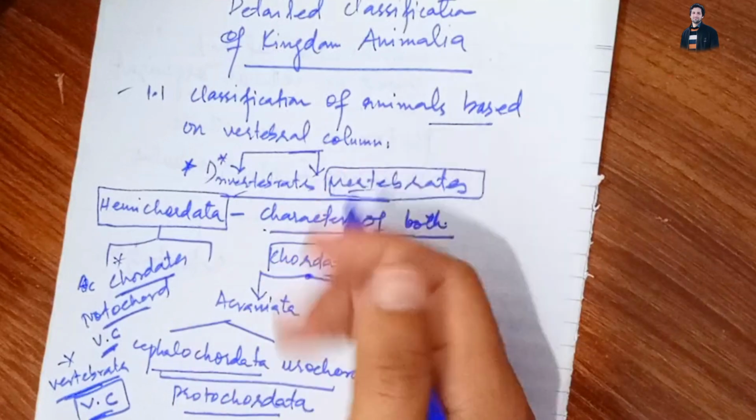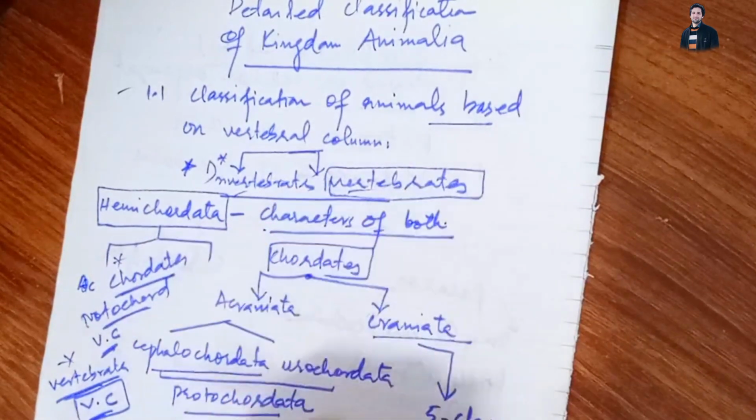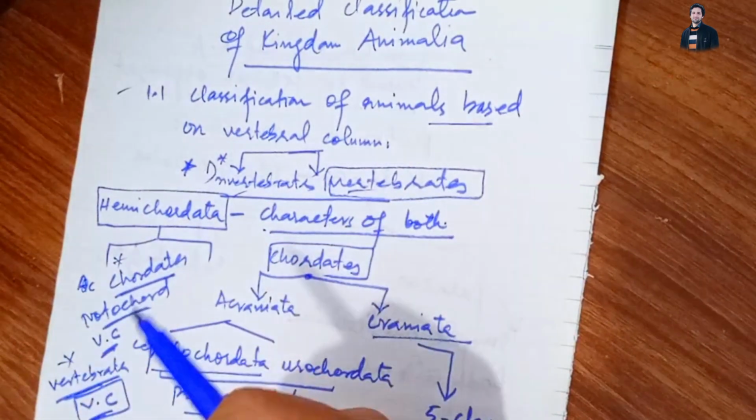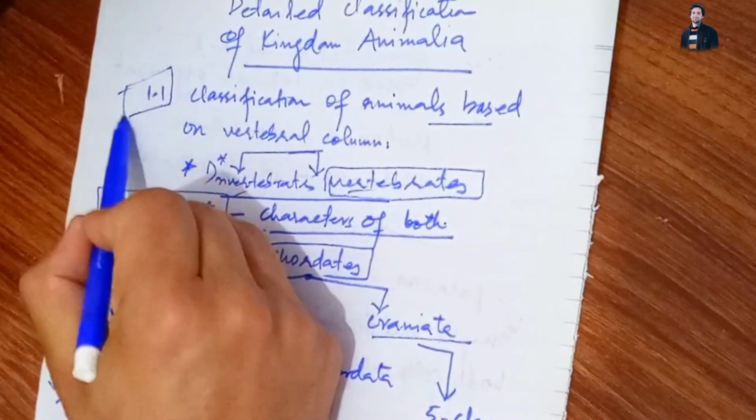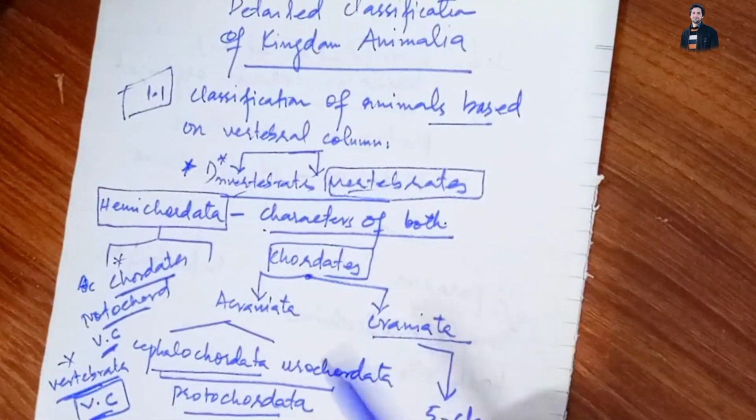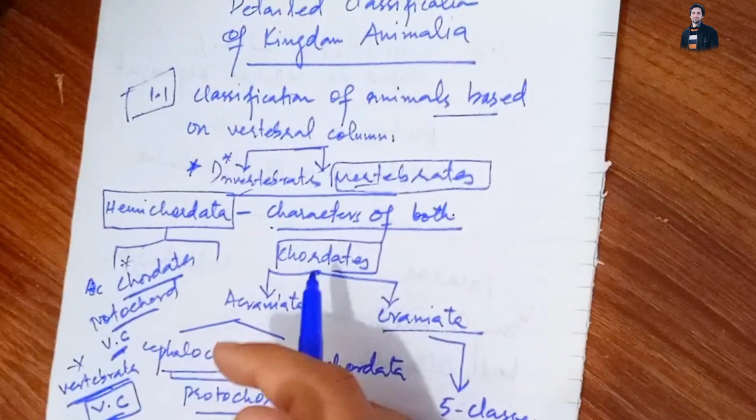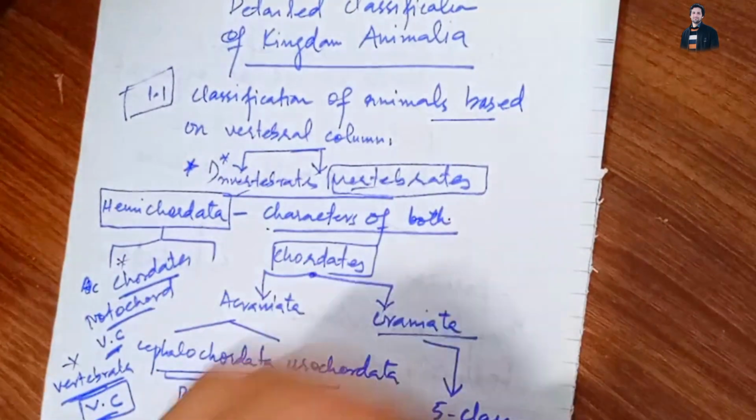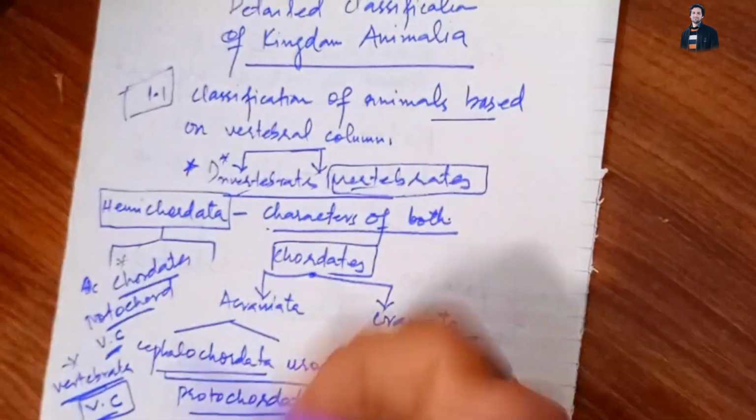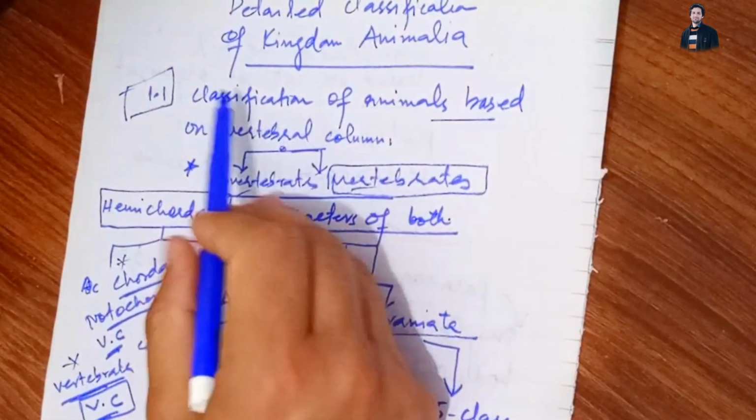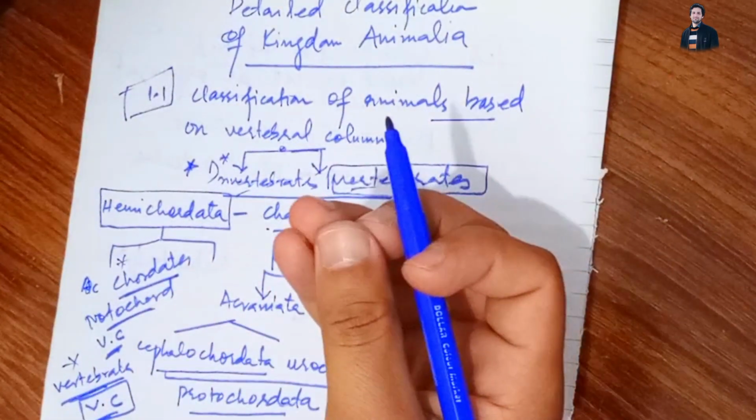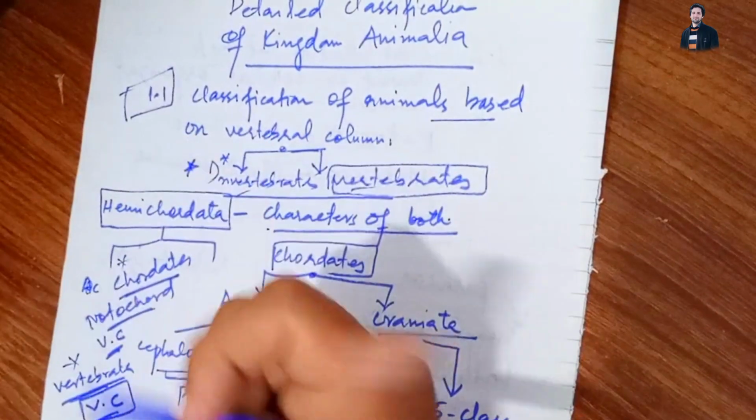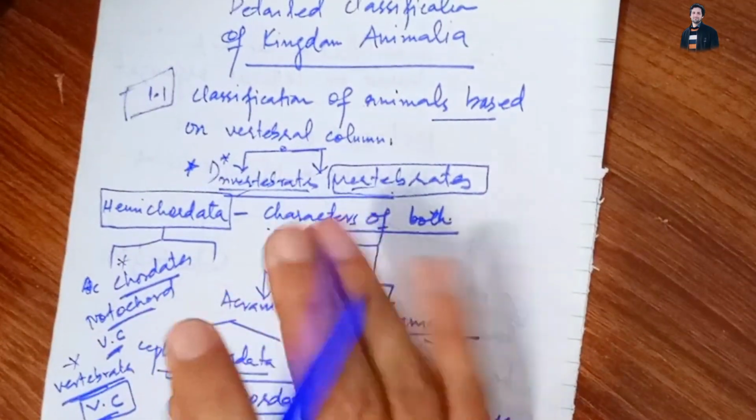So in the first video, I'll be classifying the kingdom Animalia based on the presence of a vertebral column and the basic architecture of the body. So the classification of animals, or kingdom Animalia, based on vertebral column. We divide the animals based on the vertebral column into two categories, which are invertebrates and vertebrates.